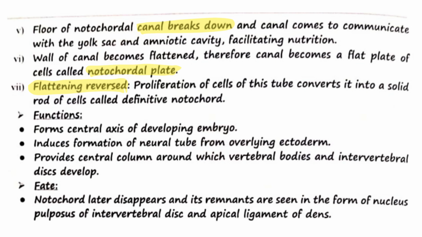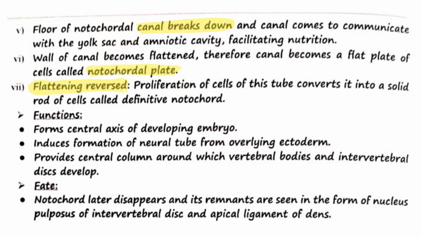Then we have to write about the functions. There are three main functions. It forms a central axis of the developing embryo, then it induces formation of the neural tube from the overlying ectoderm, then it provides a central column around which the vertebral bodies and intervertebral discs develop.